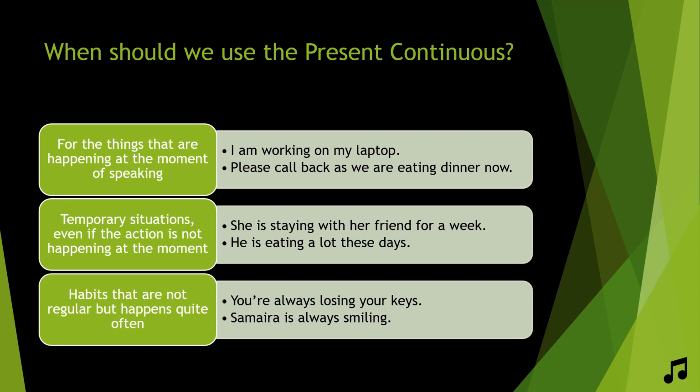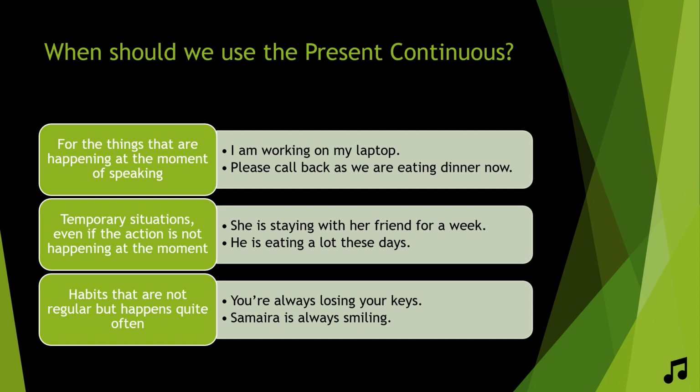So, when should we use the present continuous tense? First of all, for things that are happening at the moment of speaking. For example, I am working on my laptop. Please call back as we are eating dinner now. So, when we are speaking this sentence, this thing is happening simultaneously.